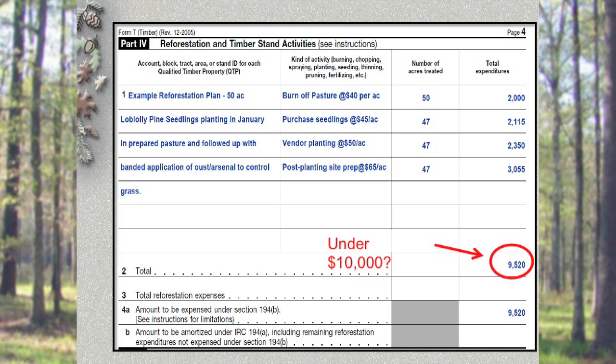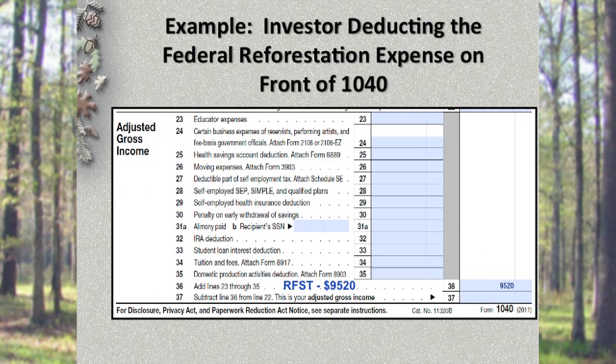Going back to Form T again, we spent $9,520. That's under $10,000. So you can see line 4A here. We are taking the elective that we're going to deduct this on our income taxes, $9,520. You have to do this in the year it occurs. Otherwise, you do not get to deduct it. You won't get to amortize it either. This has to be done in the year it occurs. You cannot go back and do this with an amended return.